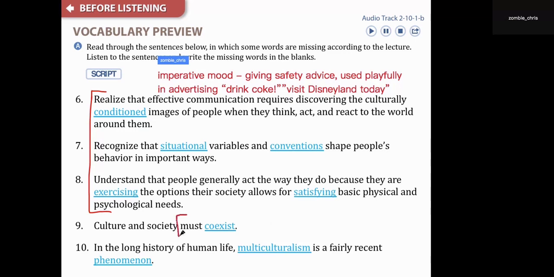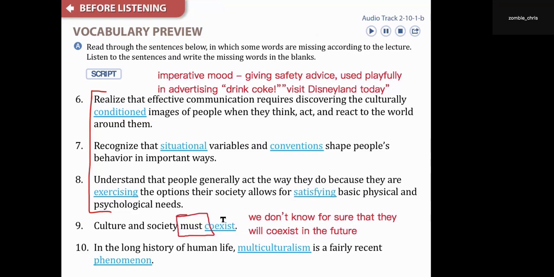As an alternative, you can actually use the modal verb must. So culture and society must coexist. This is a little bit softer because although we make the statement it must coexist, we don't know for sure that they will coexist in the future. So when we use the modal verb, we make a statement, but we don't know for sure that that is exactly what will happen in the future.